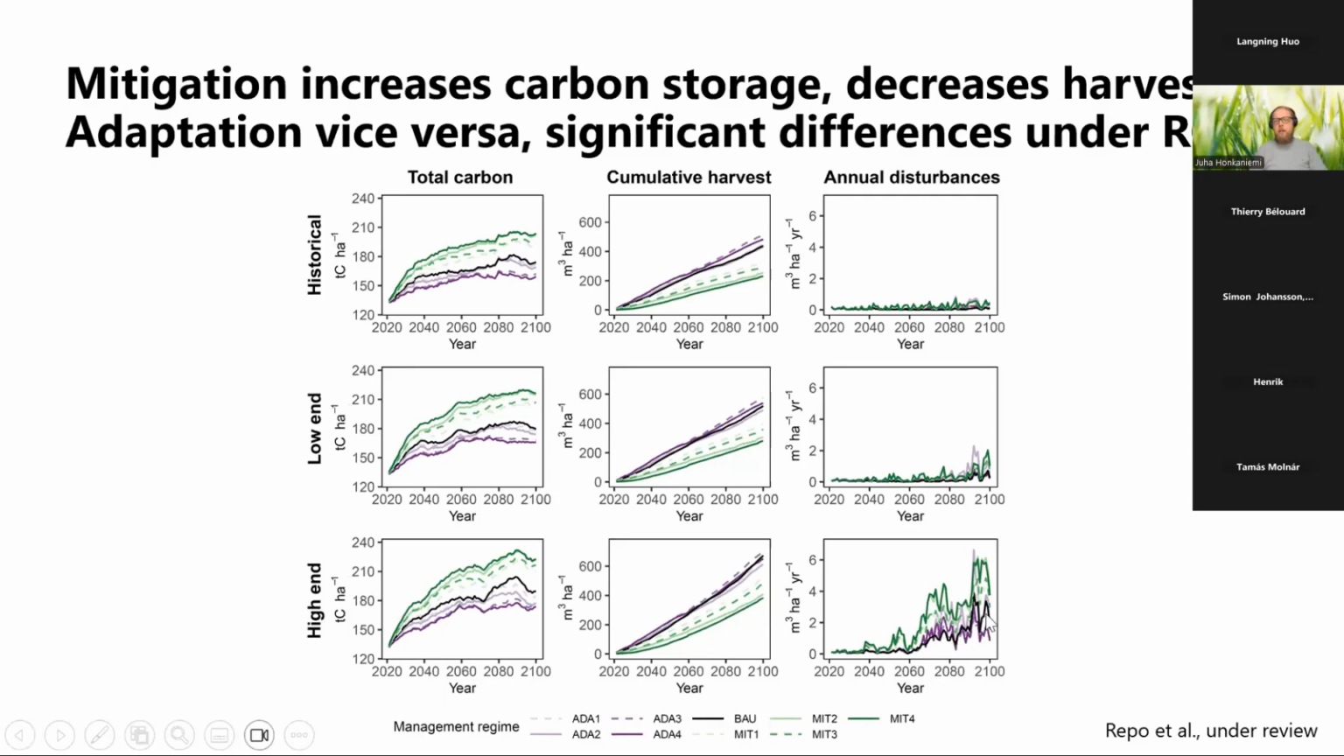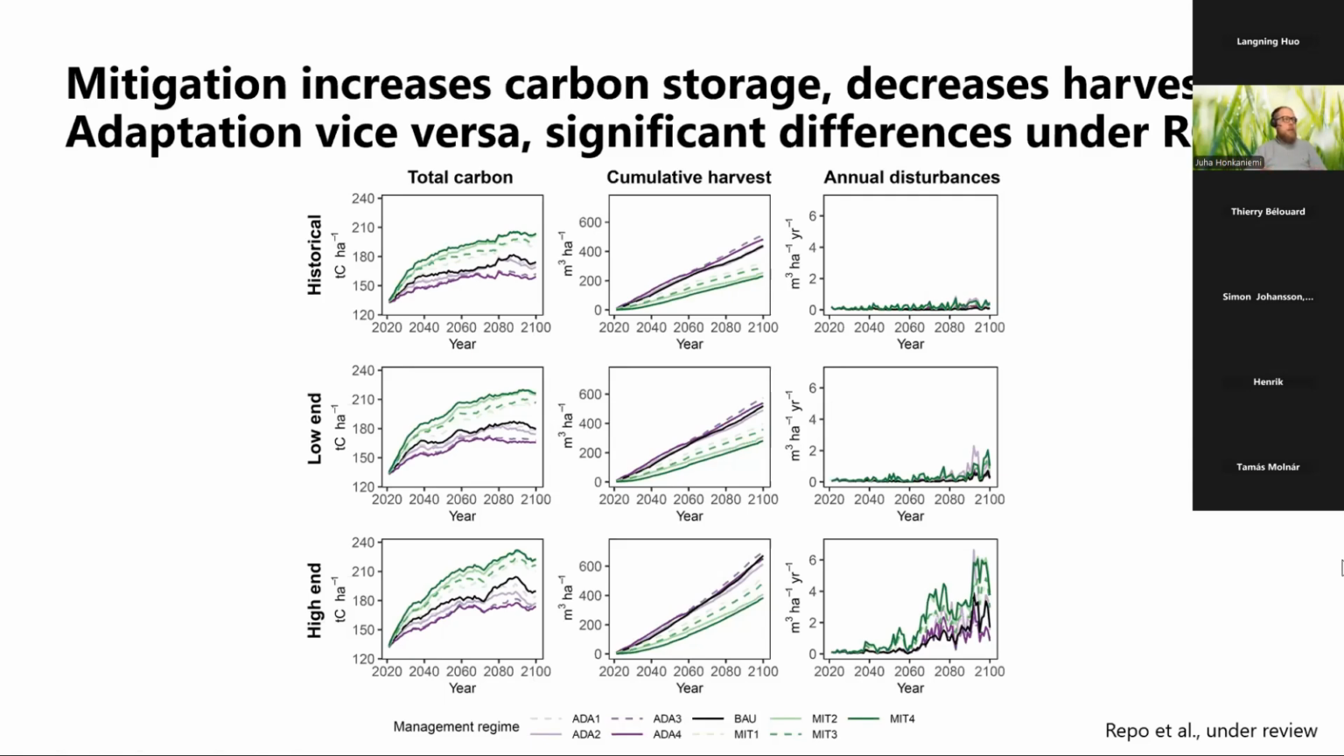They are here on par with the business as usual, but you need to remember that also in the business as usual, we didn't have any conservation areas. And then in the adaptation scenarios, we did have 15% of the area under protection, which means that those disturbances were then mostly focusing on those conservation areas. But here we are calculating the total of the whole landscape.